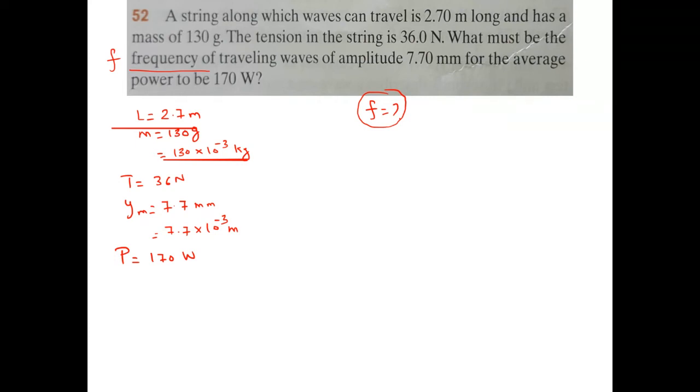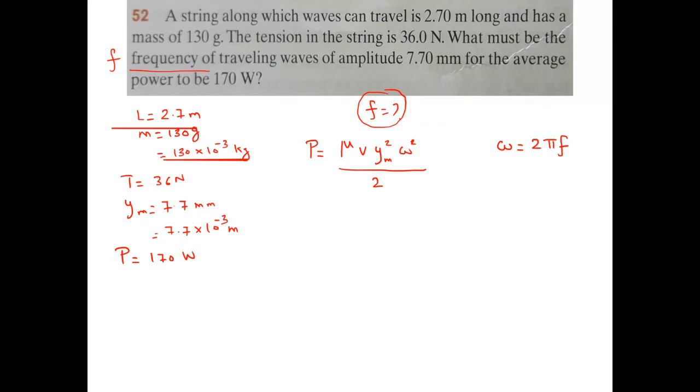If you just see the given, the power value is given as 170 watts. So we have the formula for the power of the wave. What is the power of the wave formula, my dear? The power of the wave formula is given as P equals mu v omega square ym square divided by 2. Am I right? And also we have to equate this term with angular frequency. Can you please recall the formula for angular frequency? Angular frequency omega is equal to 2 pi f. Am I right?